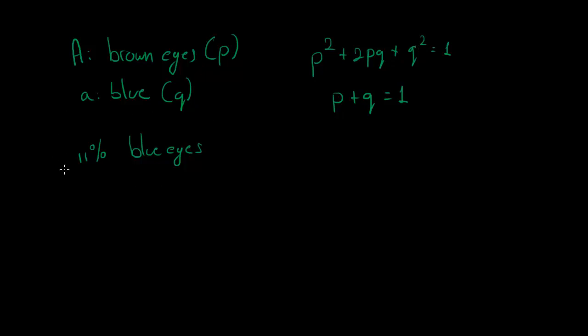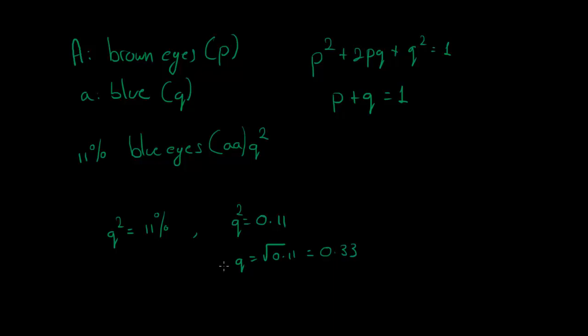So let's go back to our information. 11% have blue eyes. Who has blue eyes? The people that have this genotype. So this genotype can be represented by Q squared. So we can say that Q squared is equal to 11%, or I can write this in decimals, like Q squared equals 0.11. Now I can square root that to find the value of Q, which is 0.33.